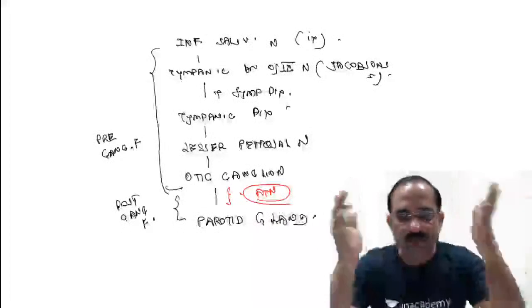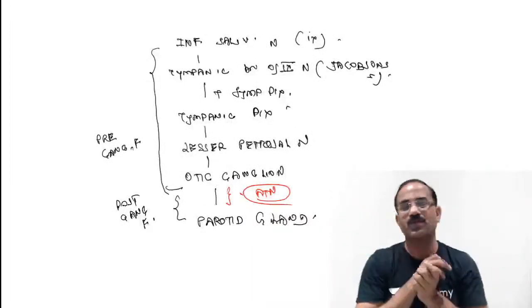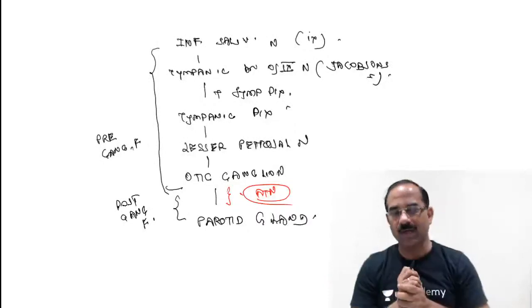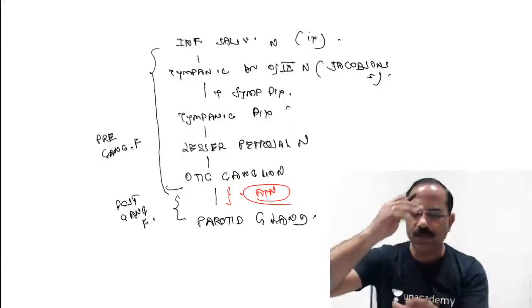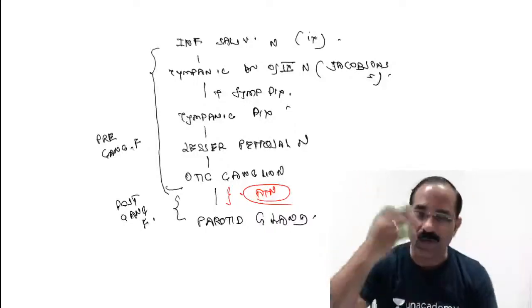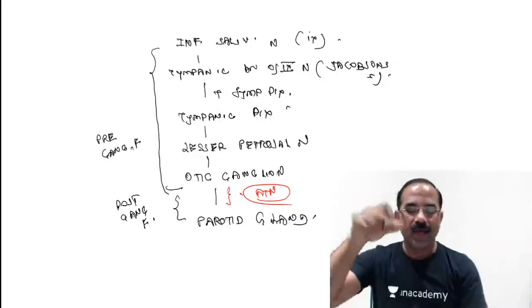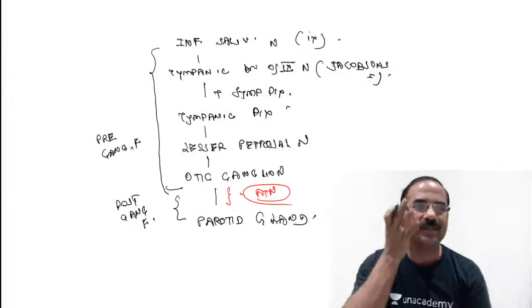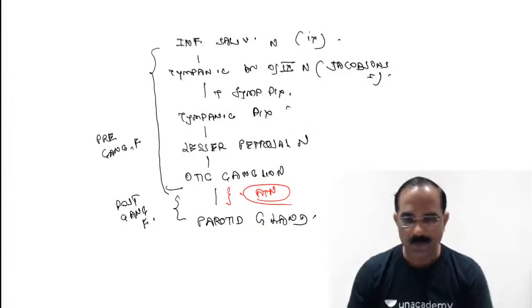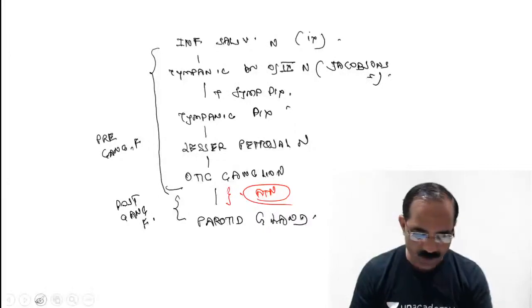Auriculotemporal nerve as such does not supply the parotid. Students, remember, it just carries the post-ganglionic fibers to the parotid gland. And these fibers of the auriculotemporal nerve get mixed with the greater auricular nerve, which also supplies the sweat gland. And that is how when a person salivates, the person starts to sweat. And that is Frey's syndrome. Okay, perfect. I hope this is clear to all of you.